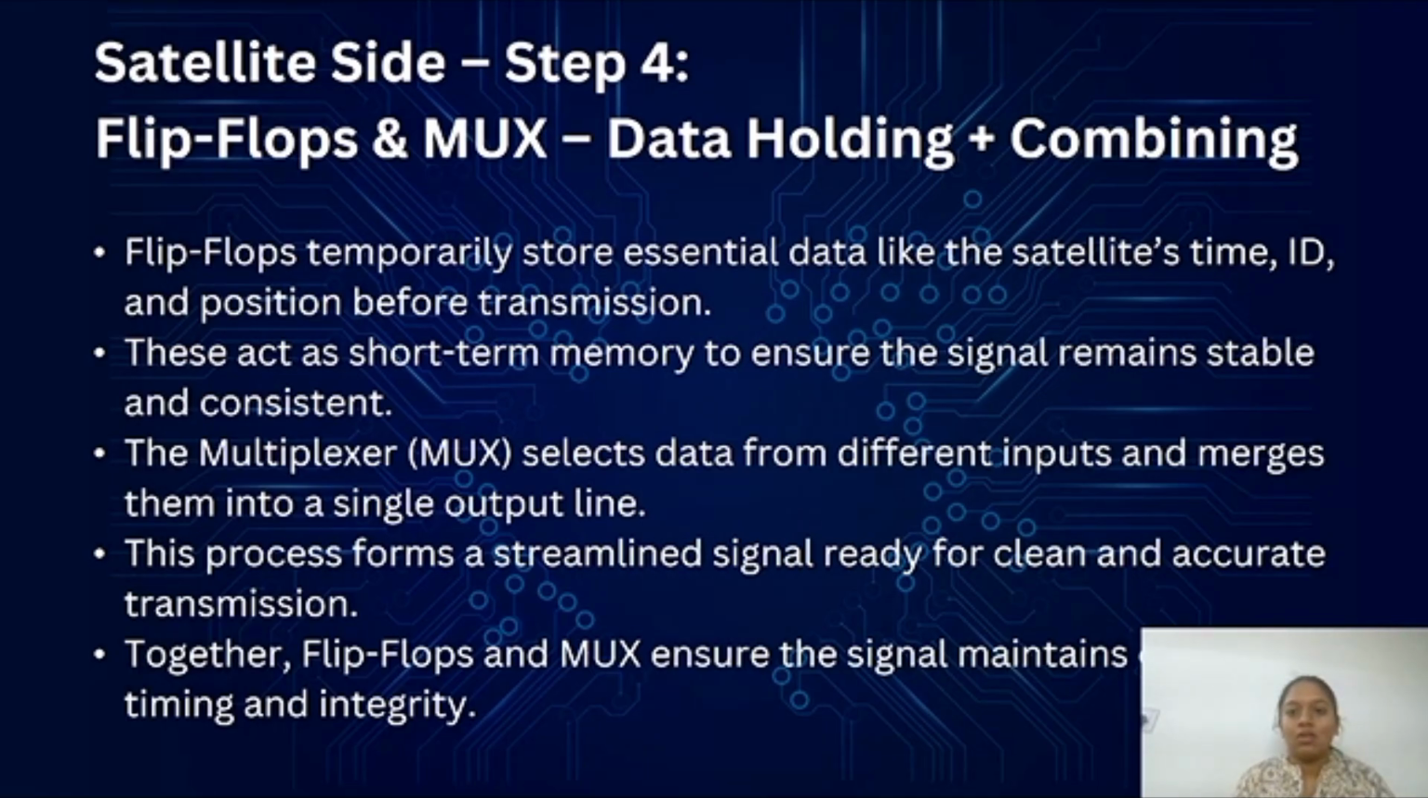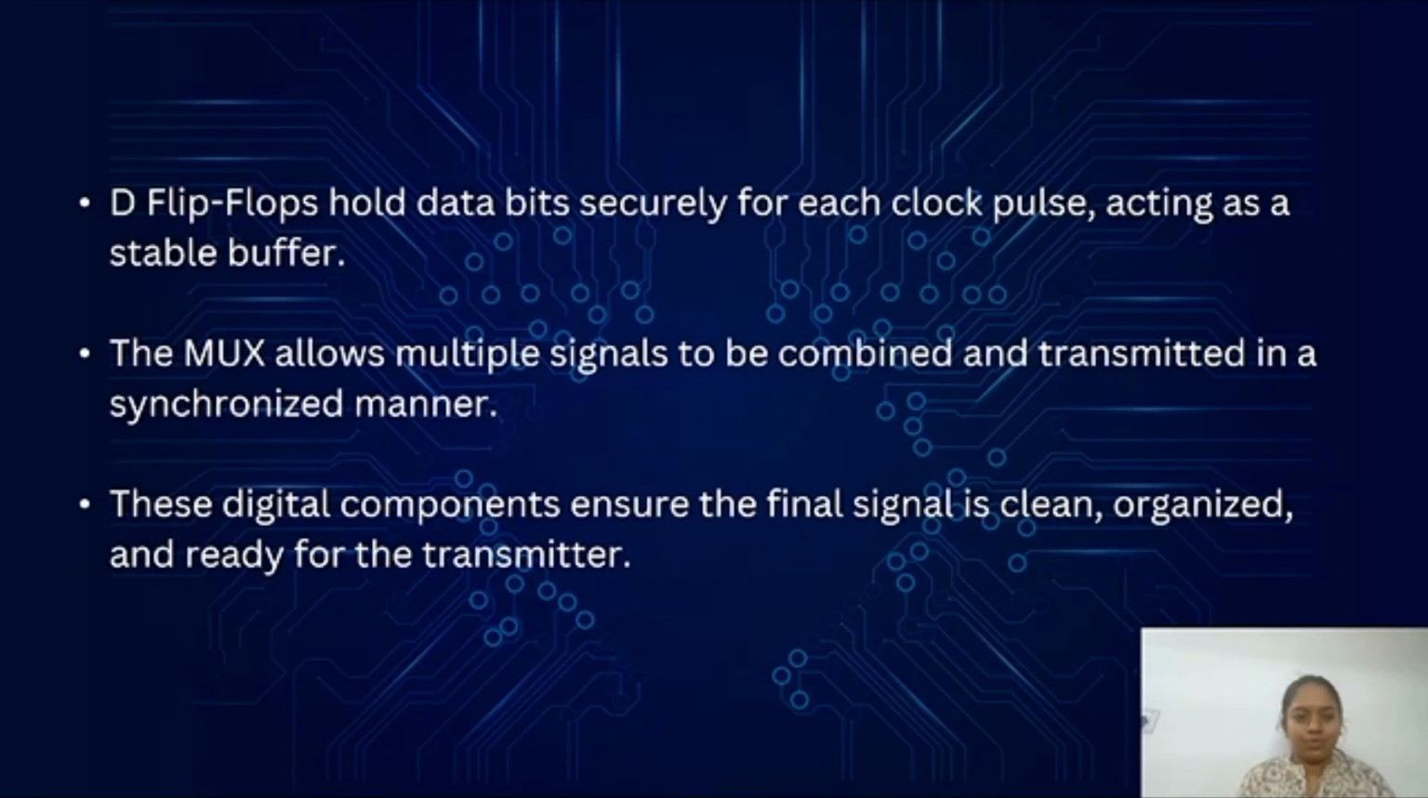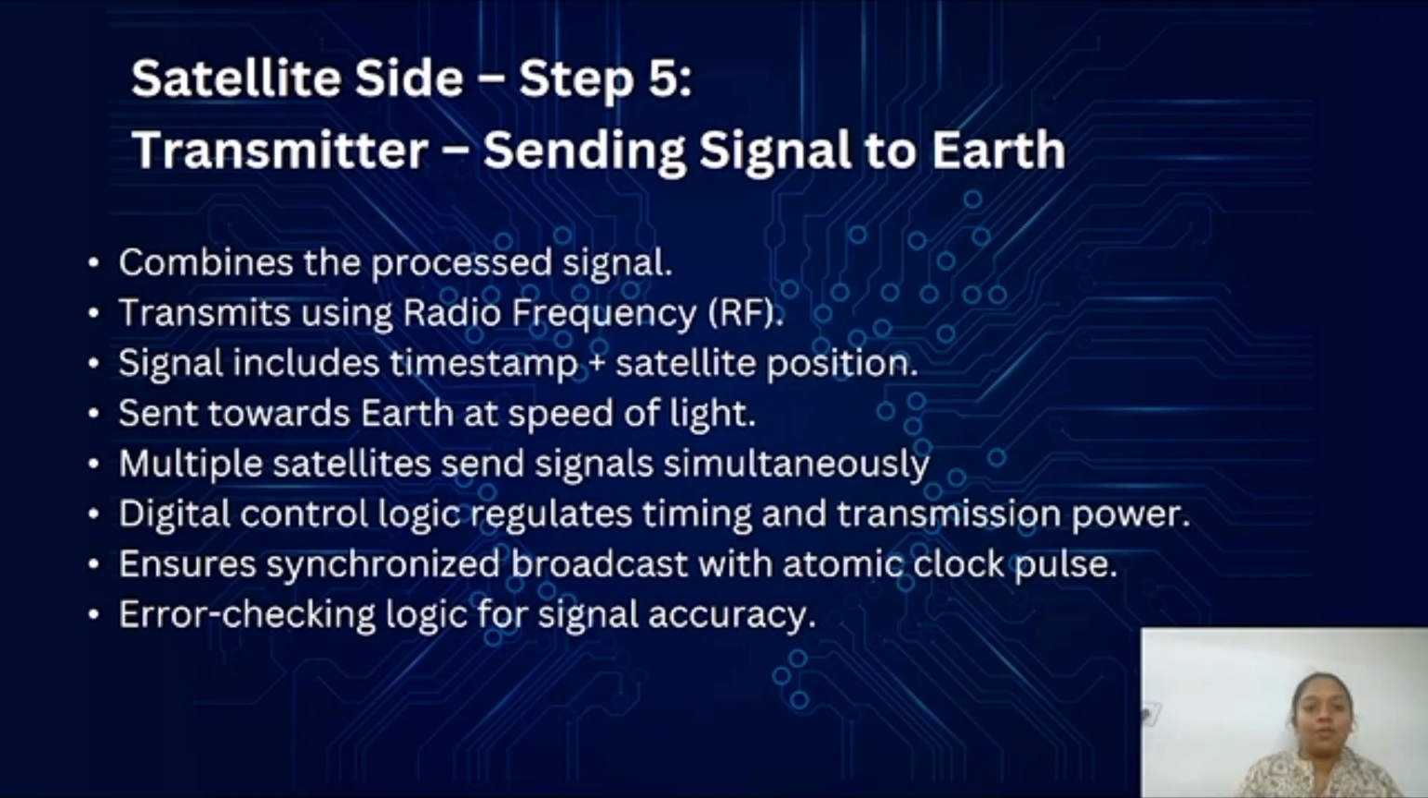So next is step 5, the transmitter sending the signal to Earth. So let's start. Now the signal is completely prepared with the time, ID and location. The final task of the satellite is transmitting the signal. So the satellite's transmitter generates a radio frequency signal. This signal contains a precise timestamp and the current position of the satellite.